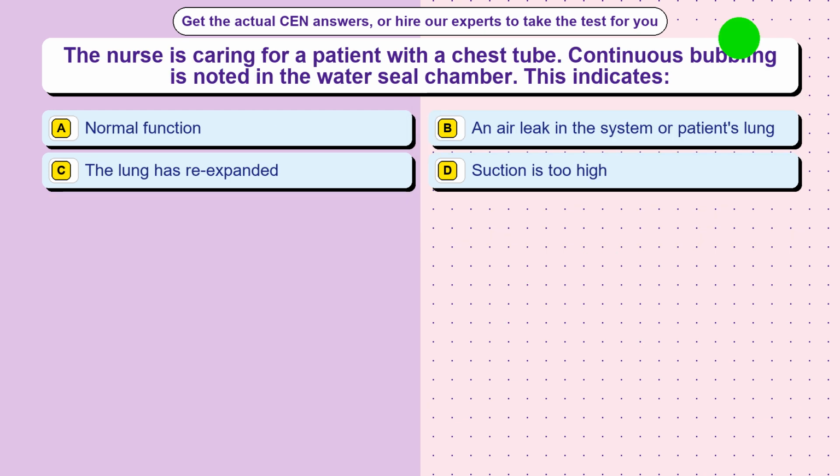Question 74. The nurse is caring for a patient with a chest tube. Continuous bubbling is noted in the water seal chamber. This indicates: Option A, normal function. Option B, an air leak in the system or patient's lung. Option C, the lung has re-expanded. Option D, suction is too high.